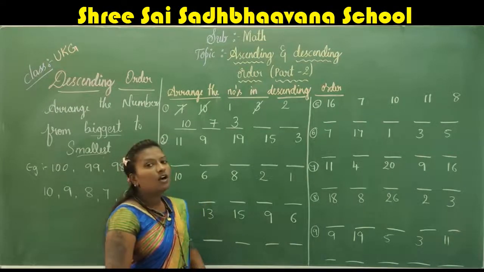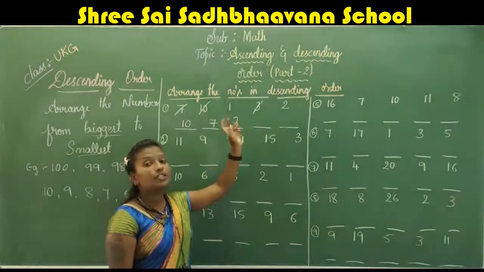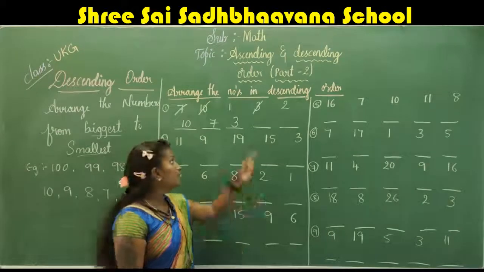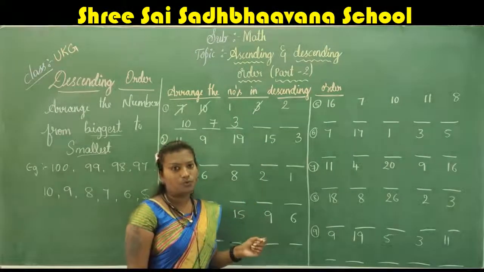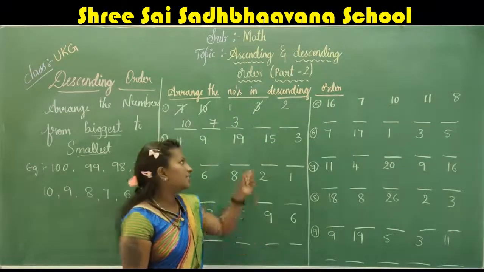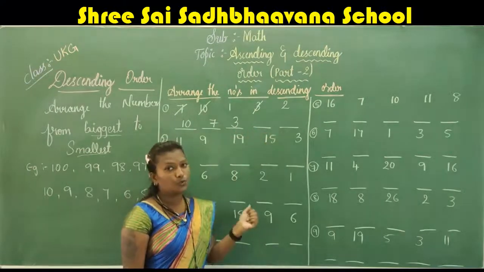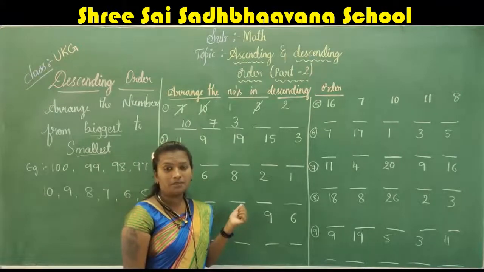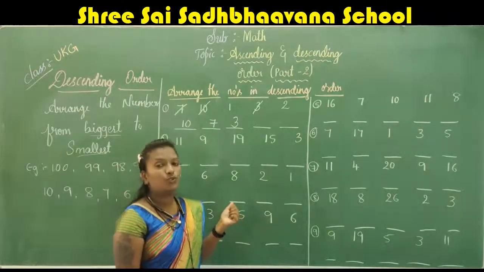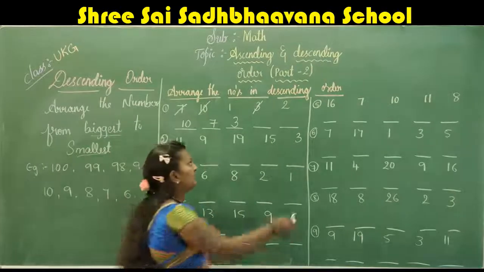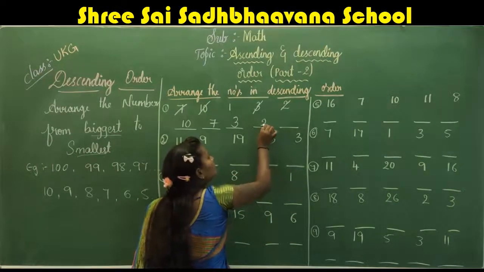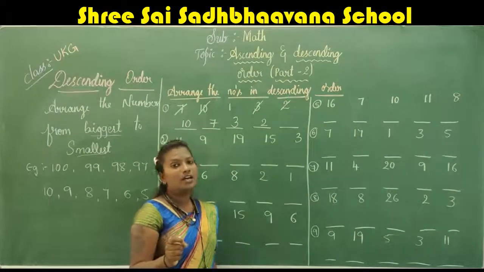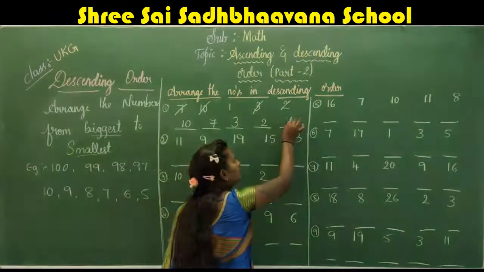Okay, next. Only 2 numbers there. In the 2, which is the biggest number, that one we have to write in the fourth place. Okay children, now you tell me 1 and 2. Which is the biggest number here? This 1 is smaller than number 2. 2 is bigger than number 1. So which number we have to write here? Yes, number 2 we have to write in the fourth place. Number 2. And the last number is number 1. That is the smallest number.